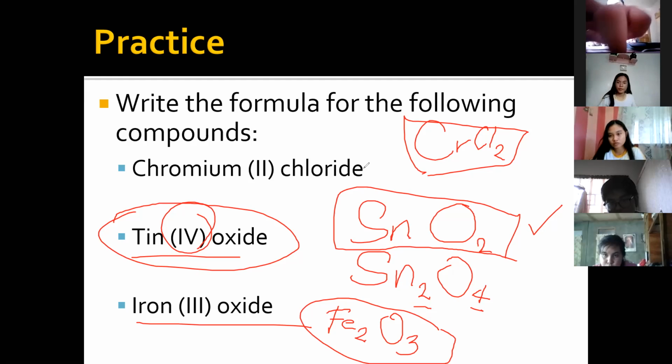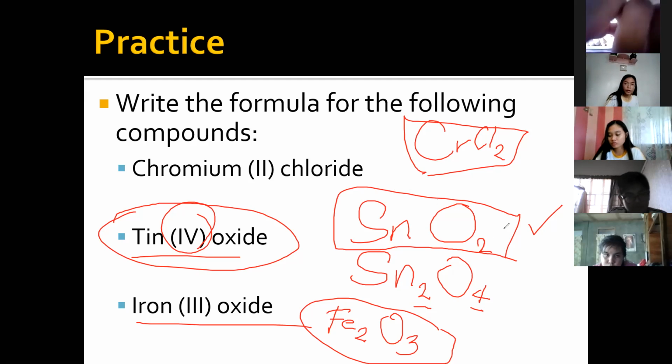Sir, so the correct answer in tin 4 oxide is the one on top. Mm-hmm. This one.